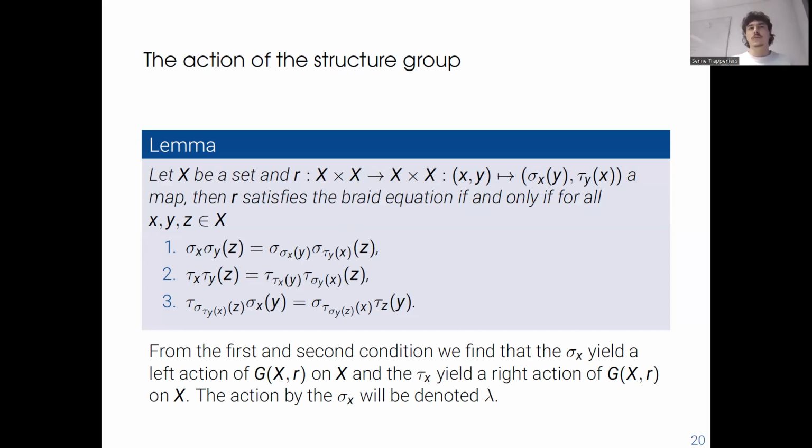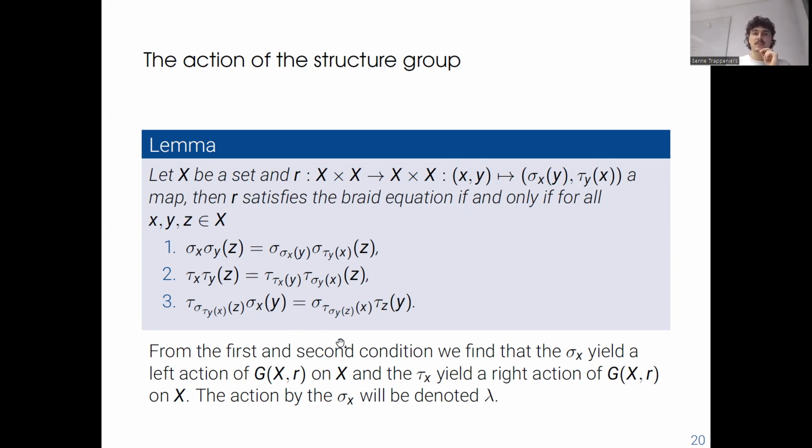And because this condition is precisely this condition, this gives a well-defined left action of G(X,R) on X. Then this is almost the same thing happening here, although here the two components are kind of switched. But in this case, we find that the tau x can be used to obtain a right action of G(X,R) on X. So we have a left and a right action of G(X,R) on X, and it's mainly the one defined by the sigmas which will be useful.